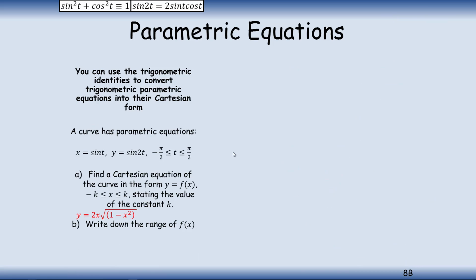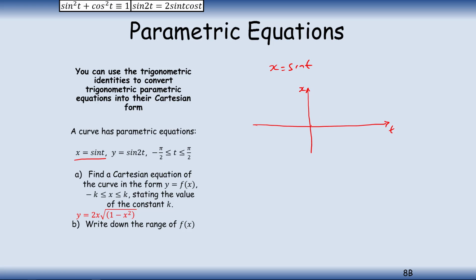Okay, so now we want to find the domain of the function. So it ranges from minus k to plus k. In order to do that, we'll consider this function here, x equals sine t, and we want to find out the range of this value x. So x is equal to sine t. In order to find this range, we'll sketch the sine curve. If we sketch it here, this is our t and this is our x, the function.